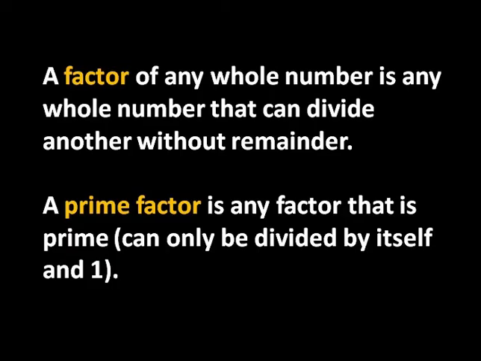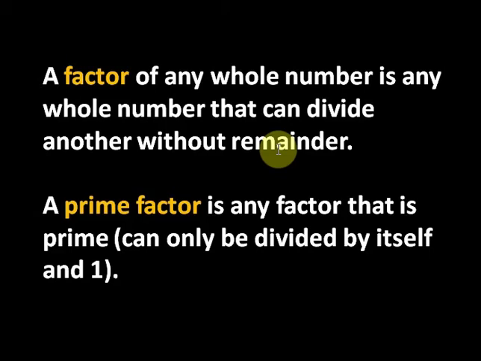We know that a factor of any number is a whole number that can divide another without remainder. For instance, 12. What are the factors of 12? Any number that can divide 12 without remainder is said to be its factor. Like 2 can divide 12 without remainder, and that will give us 6. So 2 is a factor of 12. 6 can divide 12 without remainder, and that will give us 2. So 6 is a factor of 12, like that.